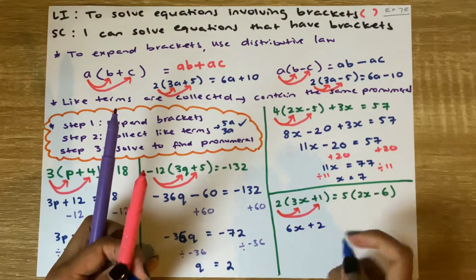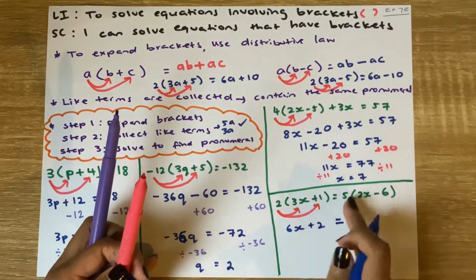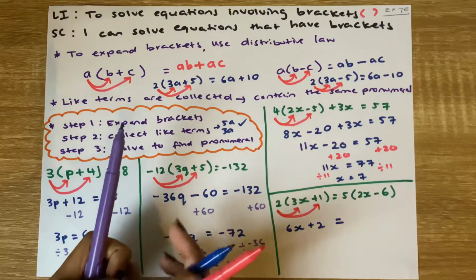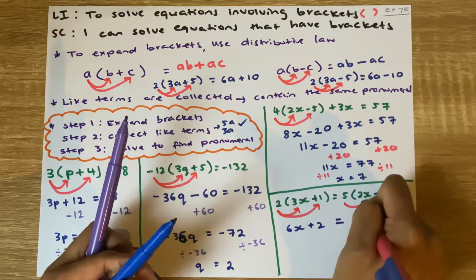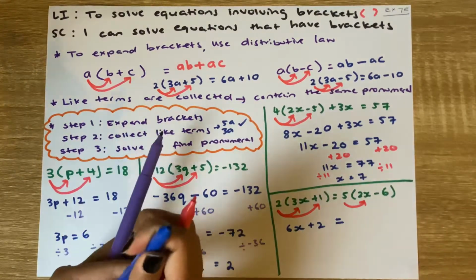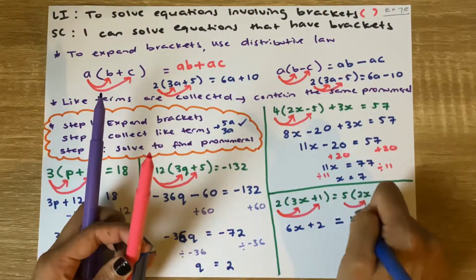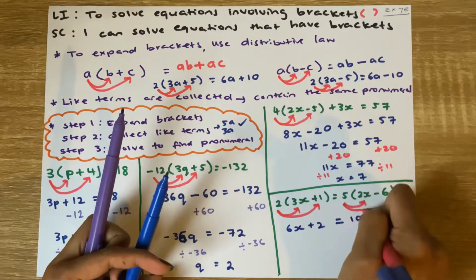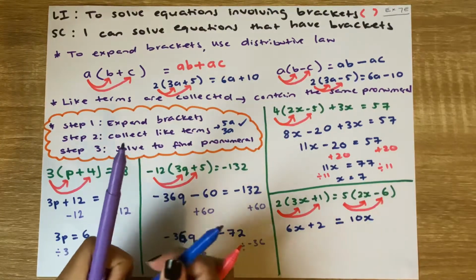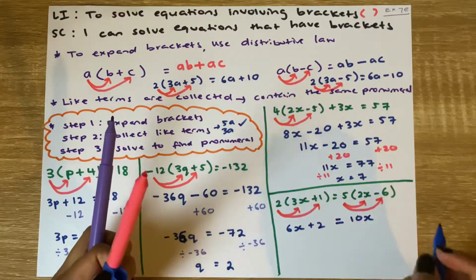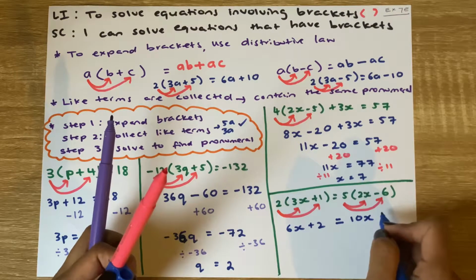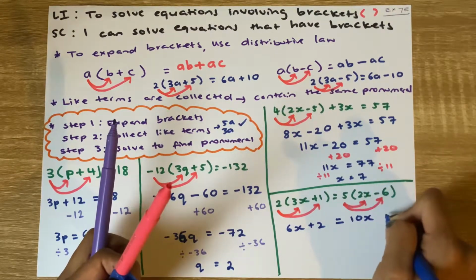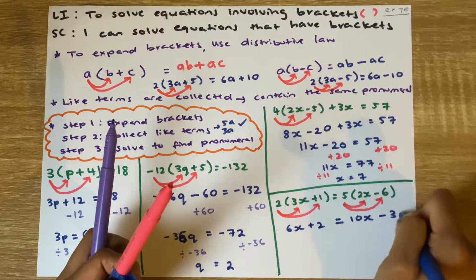Now I've dealt with the left side, I'm going to go equals, and now deal with my right-hand side. So 5 times 2x, 5 times 2 is 10, so that's going to be 10x. And then 5 times negative 6, positive times a negative number is a negative number, so that's going to be negative 30.